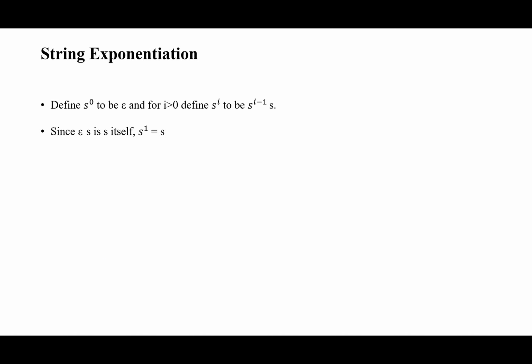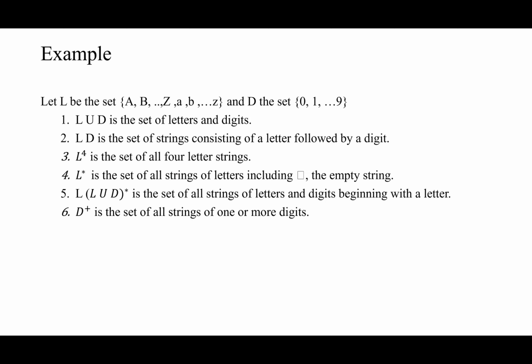The next one, string exponentiation. Define s to the 0 to be epsilon. For i greater than 0, define s to the i to be s to the i minus 1 times s. Since epsilon s is s itself, s power 1 is equal to s. If s power 2, it is ss. If s power 3, it is equal to sss. Then we will see some more examples.